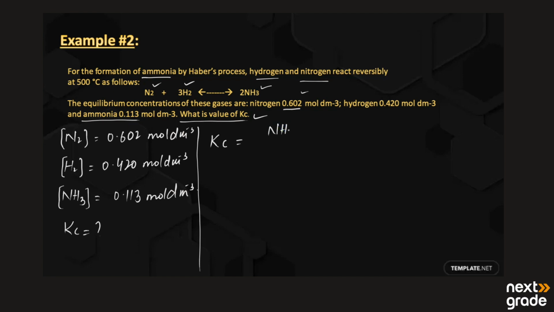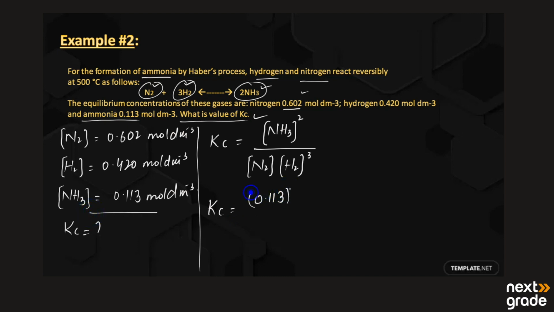For the products we have ammonia squared. Next we have the reactant nitrogen, N2, and the second reactant is hydrogen, H2, and 3 will be its power. Now by putting in the values, for ammonia we have 0.113 and its square. Next for nitrogen we have 0.602, and for hydrogen we have 0.420 and its cube.